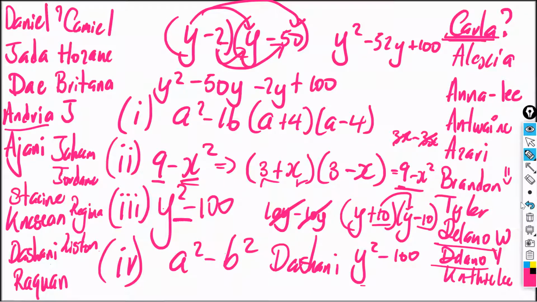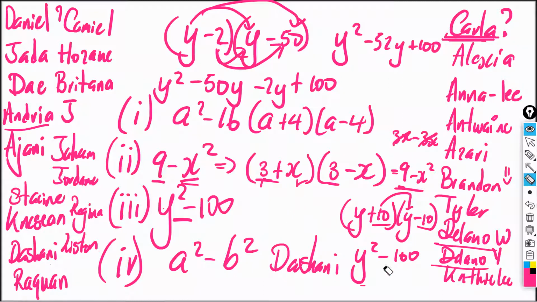So if you notice, the numbers are always the same. 3, 3, 4, minus 4. They're always the same because they can't be different. That's hence why they call it the difference of two squares, right? Make sense, guys? All right.